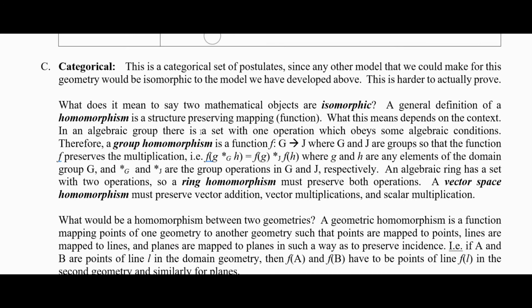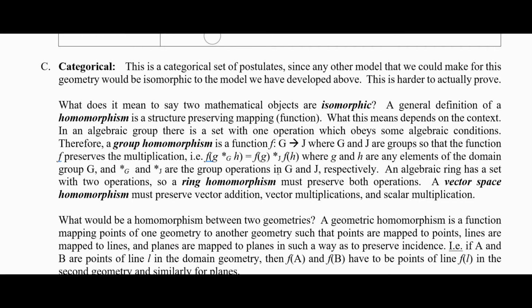So it turns out that the original set of postulates is a categorical set of postulates, since any other model we can make for geometry would be isomorphic to the model we've developed here. It's a little harder to actually prove that, but that's true. So let's talk a bit about what it means for 2 mathematical objects to be isomorphic. What does that term mean?